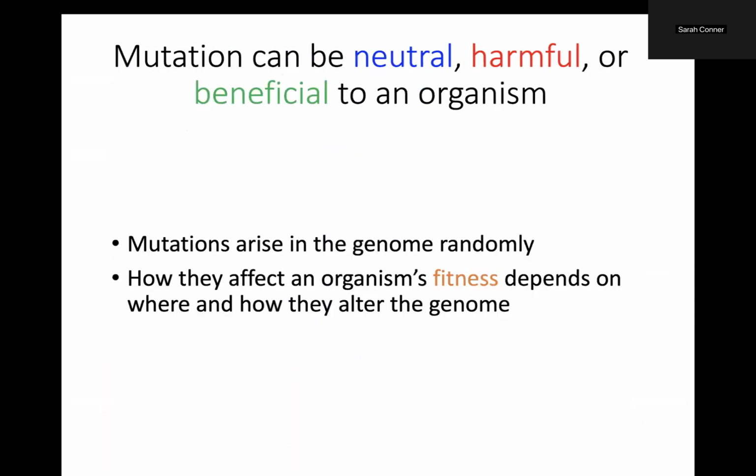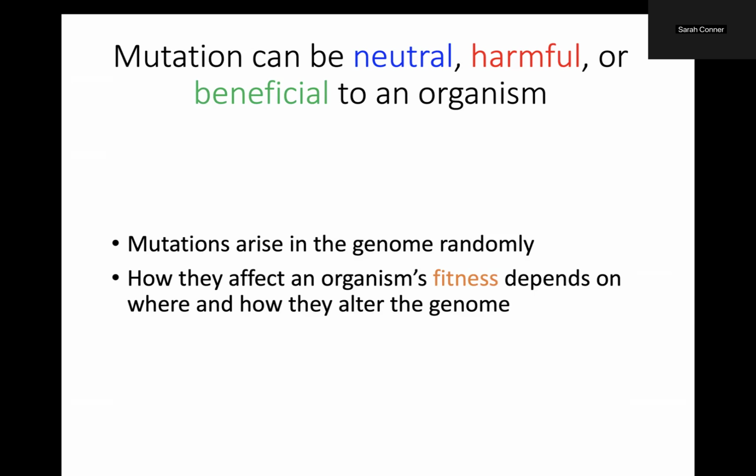So if we're looking at mutations overall, they can be three things. They can be neutral, they can be harmful, and they can be beneficial to an organism. They arise in a genome randomly, so they don't always show up, obviously, they're random. But how they affect the organism's fitness depends upon where and how they alter the genome.